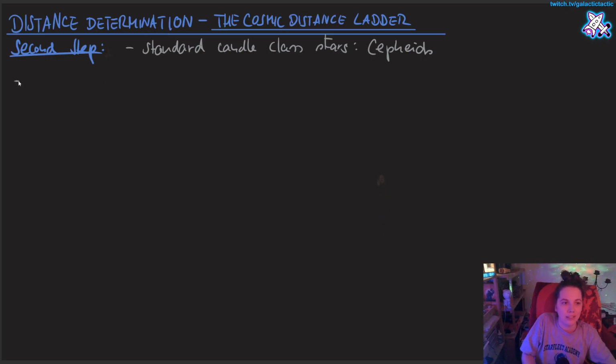What are Cepheids? Cepheids are variable stars that change their luminosity periodically. Variable stars that periodically change, let's say increase and decrease, their brightness.